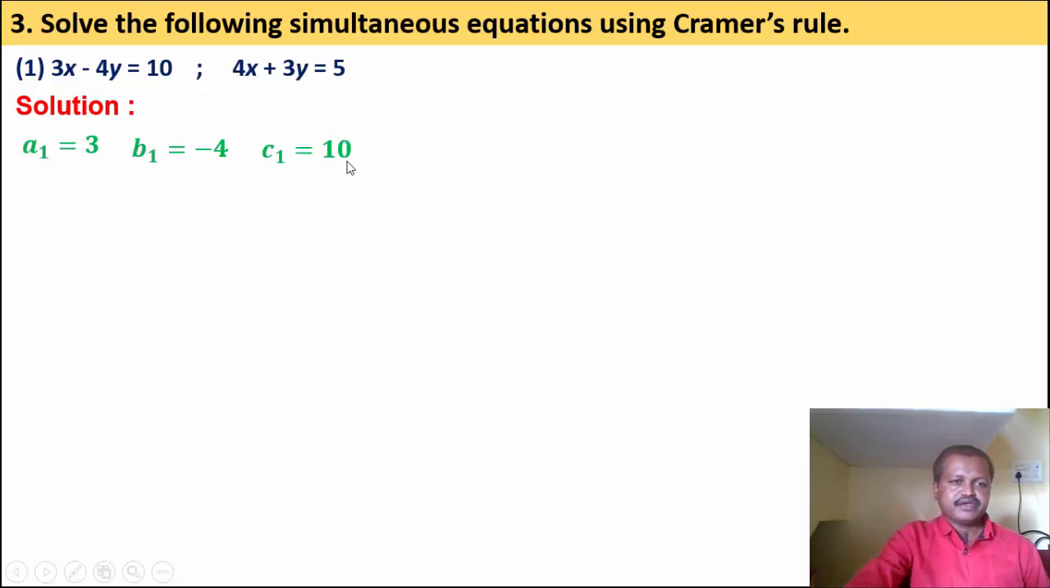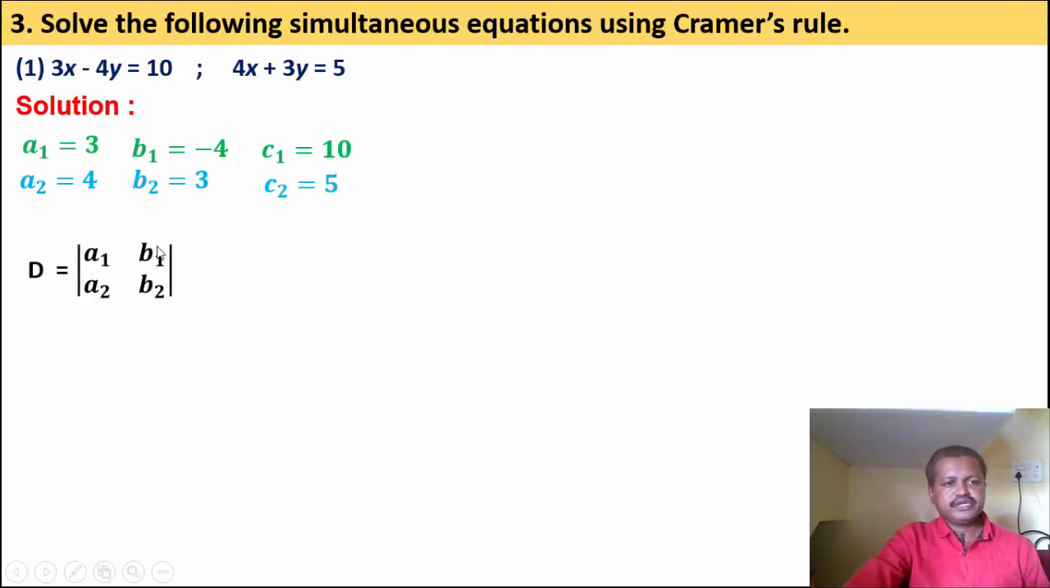As compared to second equation, a2x plus b2y is equal to c2, we get value of a2, that is 4, value of b2, it is 3, and value of c2, it is 5. So right here a2 is equal to 4, b2 is equal to 3, and c2 is equal to 5. Now we write here determinant first for D.